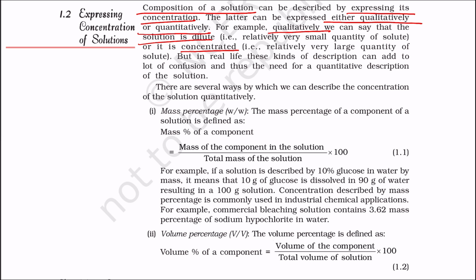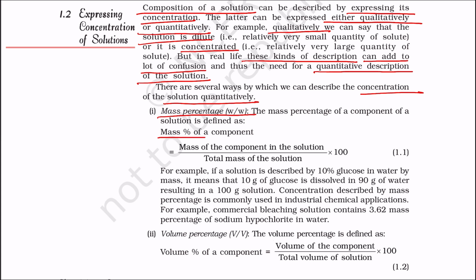But these kinds of description can add to a lot of confusion and thus the need for a quantitative description of the solution. Now, there are many ways by which we can describe the concentration of the solution quantitatively. First one is mass percentage. Now, W by W means weight divided by weight.